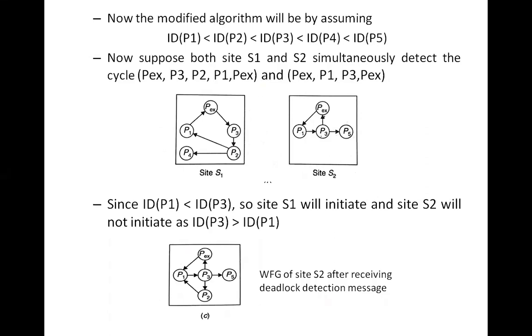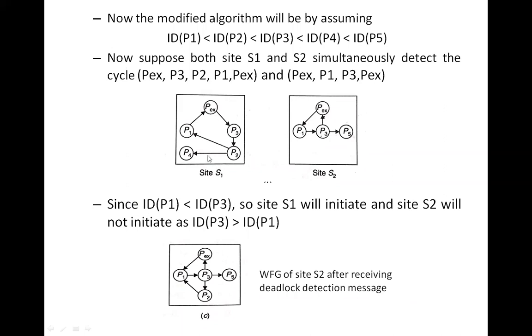So the modified algorithm says that by assuming that ID P1 is less than ID P2, and ID P2 is less than ID P3, if this is the sequence in which the identifiers have been allotted. Now suppose both the sites P1 and P2 have simultaneously detected the cycle, that is PX, P3, P2, P1 and PX, and PX, P1, P3 and PX. These are the two cycles identified.